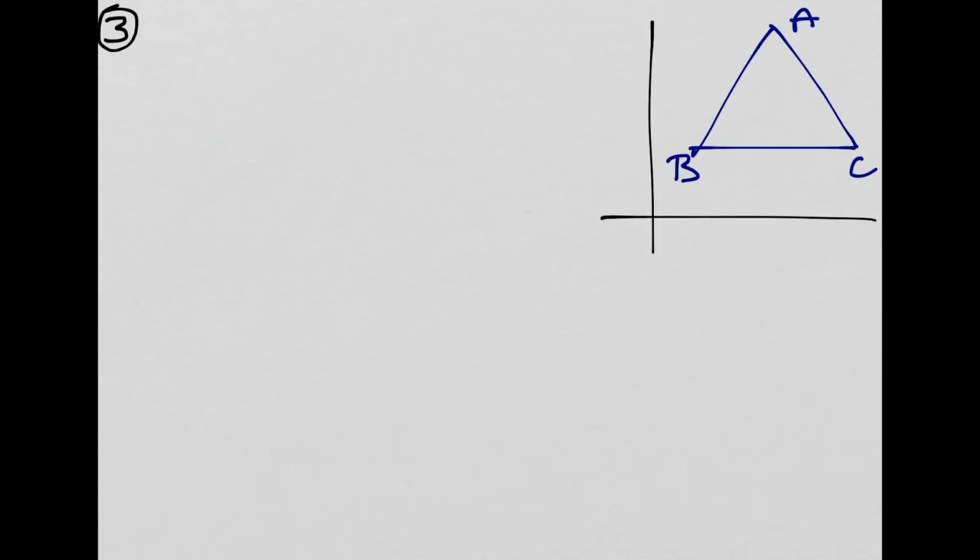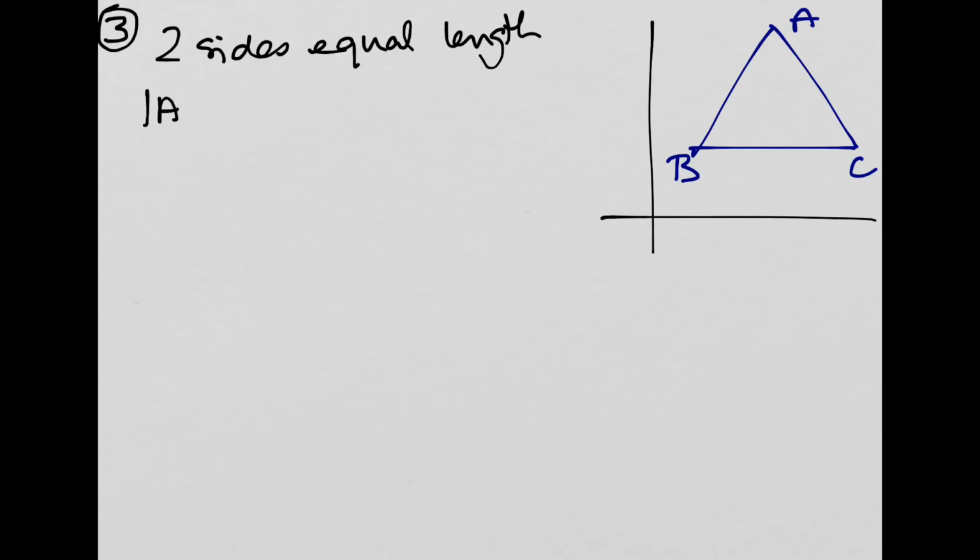And question 3, show the triangle is isosceles. Now isosceles means two sides of equal length. So, work out the length of AC, work out the length of AB, work out the length of BC, and hopefully you'll find that two of these are identical. And if you find that two are the same, then that proves that the triangle is isosceles. So work out those missing three lengths using the distance formula.